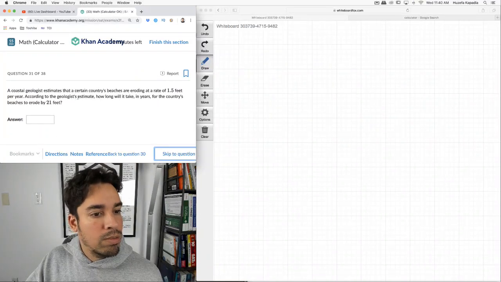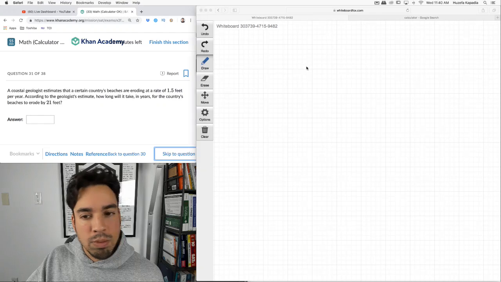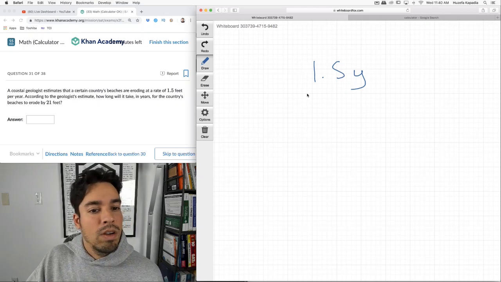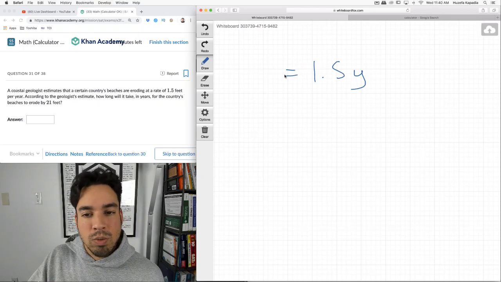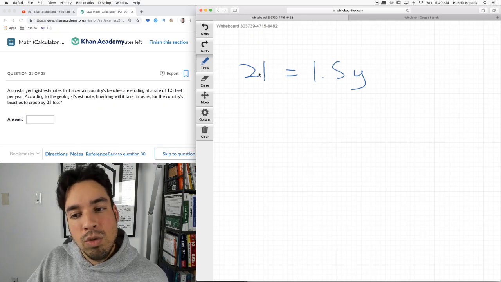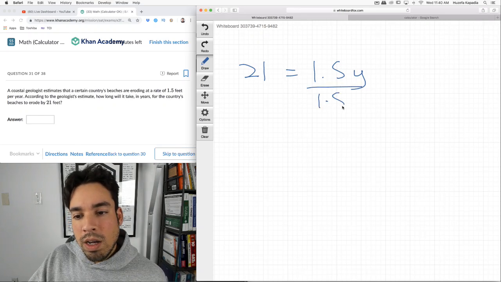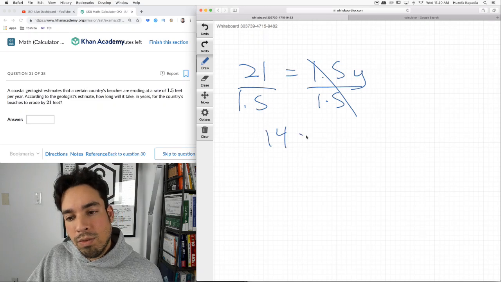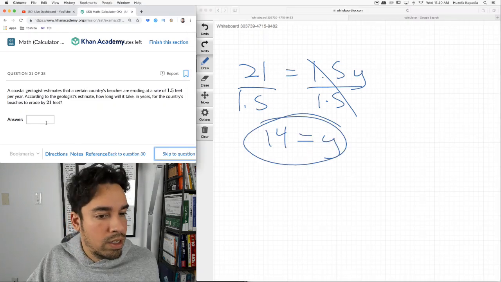Okay, a coastal geologist estimates that certain countries' beaches are eroding at 1.5 feet per year. According to the geologist's estimates, how long will it take in years for the country's beaches to erode by 21 feet? That's it. 21 equals 1.5 times y, divided by 1.5, and that's 14. It'll take 14 years.